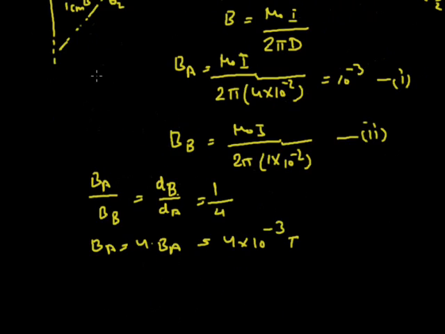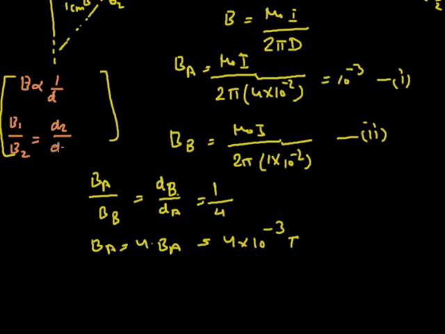Okay, so the simple concept in this question is that when B is inversely proportional to d, where d is the distance from the center, then we can write B1 upon B2 is equal to d2 upon d1. Okay, so this is the concept for next.